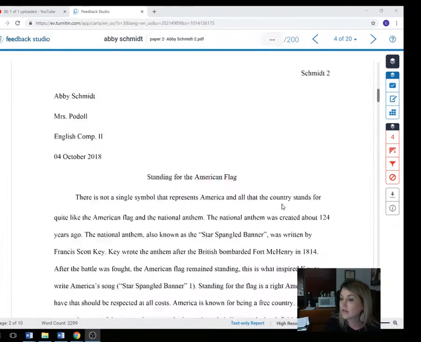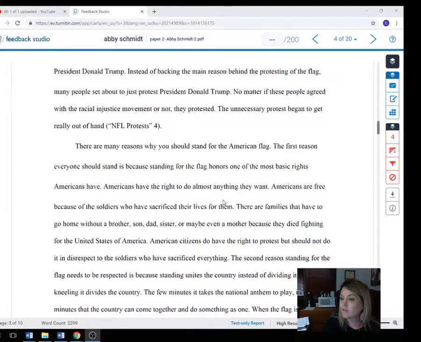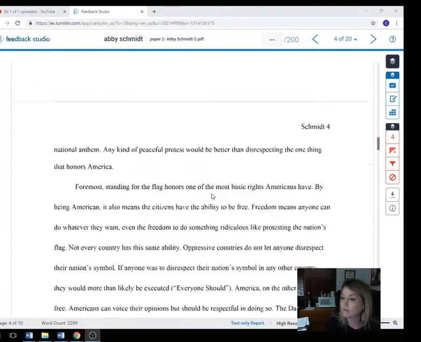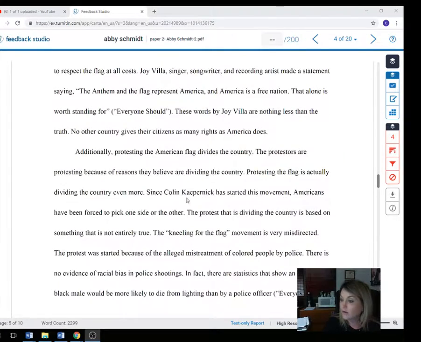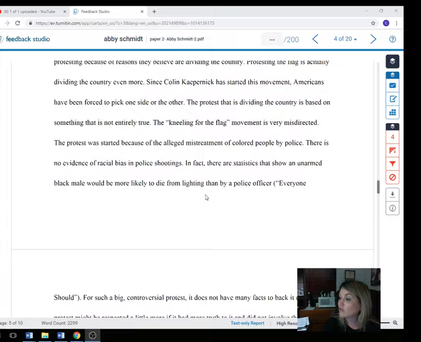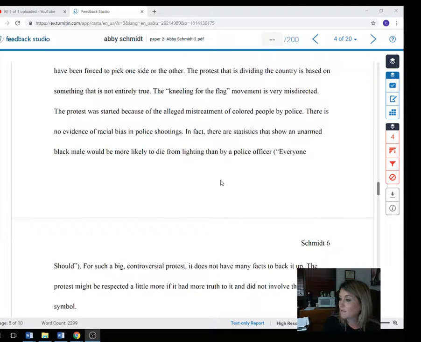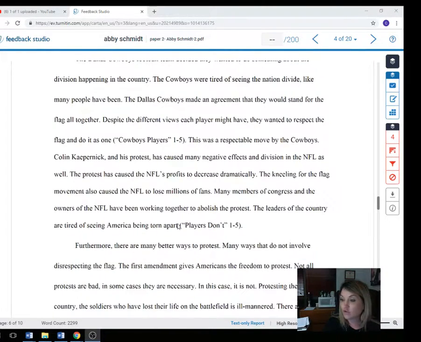First thing I do is I scroll through it and I see, does it look like a research paper? Can I pick out the thesis, which I can, but we're going to talk about it a little bit. Are you using your sources throughout? And yes, you are. Are you varying up how you're using them? Yes, somewhat. Actually, yes, you are. Make sure that on all of them you're always using page numbers and/or paragraph numbers. But your sources look good.